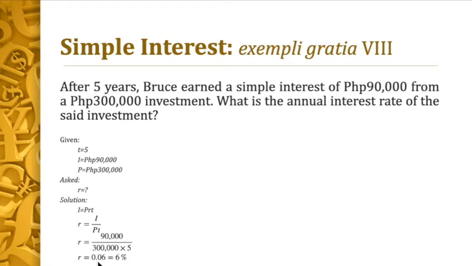Or we can simply imagine this by moving the decimal point twice to the right, the complete opposite of converting the percent to decimal. If we count 1, 2, that will be 6%. So that's your R. Okay, so imagine this formula again.